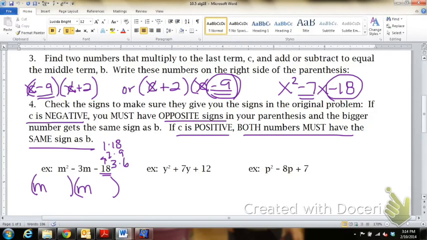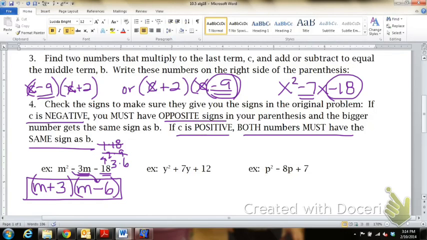Now, which of these pairs is going to give me a 3? Well, not 1 and 18, not 2 and 9, but 3 and 6 can be added or subtracted to give me a 3. I need a -3, so my bigger number has to take the sign of that. The other one's got to be positive because they have to multiply to be a -18. And there is your answer.